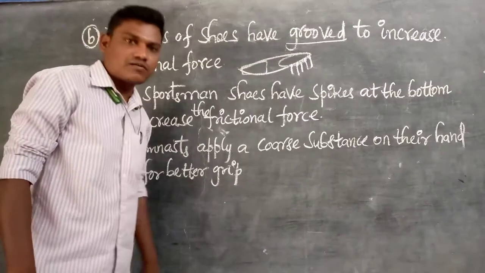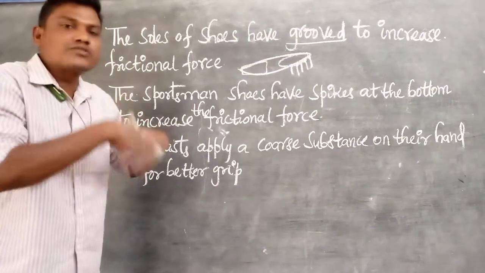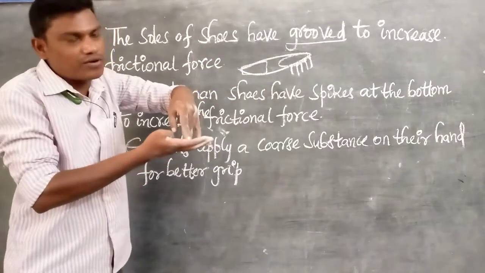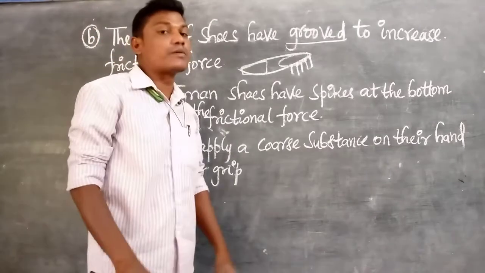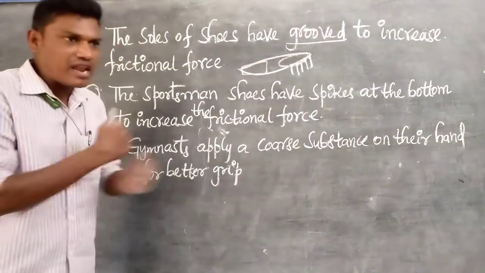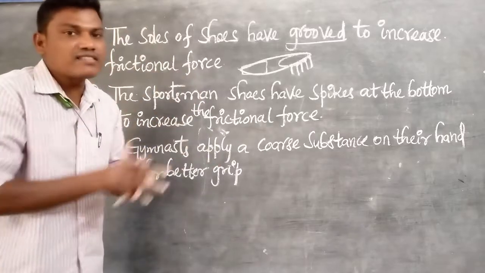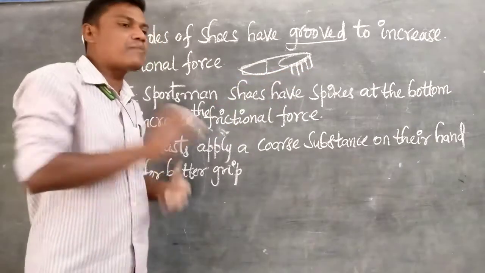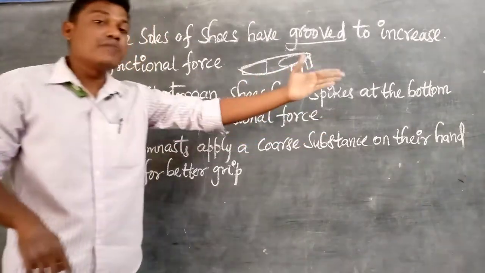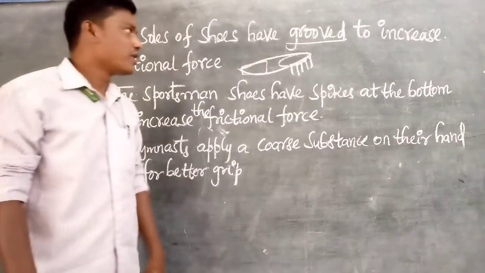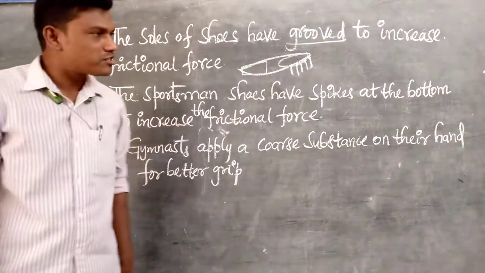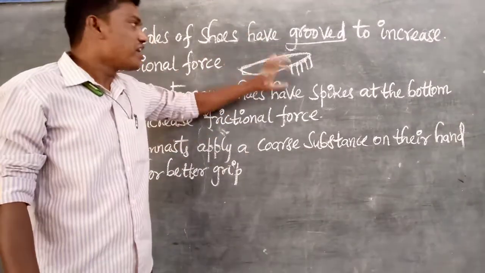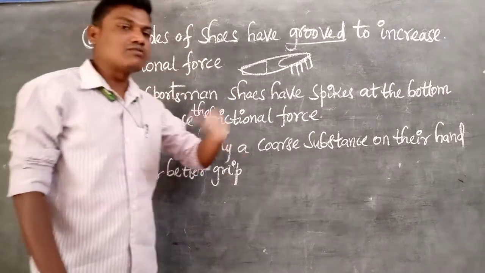to increase the frictional force, because when they run fast without slipping, that is the first purpose. The spikes go inside the ground and give more frictional force to the person without slipping. And also when they run fast and try to stop suddenly, what will happen if the sports shoes do not have spikes? The person will slip and fall down. Maybe he may be injured. That's why, to avoid injury, sportsman shoes have spikes along with the groove. That's why it increases better friction without slipping.